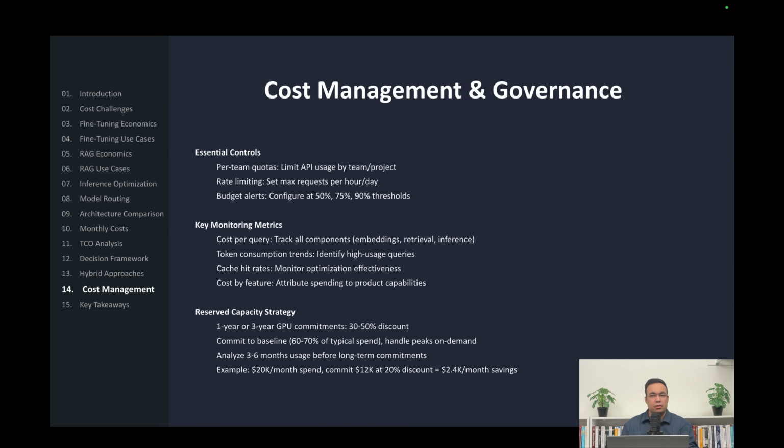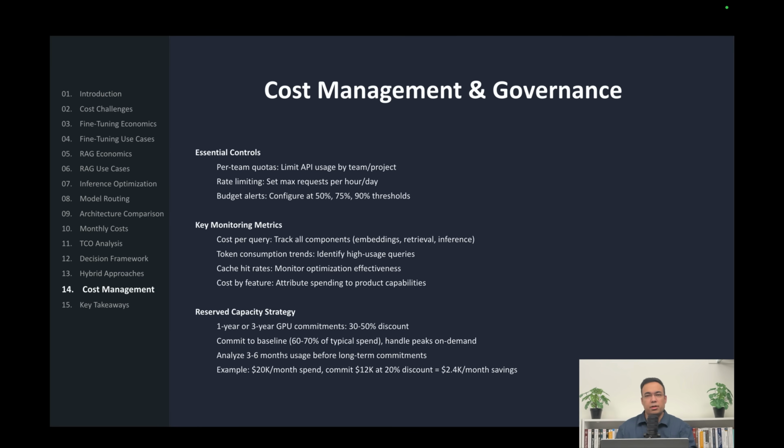You should set maximum requests per hour and per day at both the application level and the user level. This protects you from both bugs and abuse. The third is budget alerts, which is essentially you should configure notifications at, let's say, 50%, 75%, and 90% of your monthly budget thresholds so that you have time to react before you hit your limit.